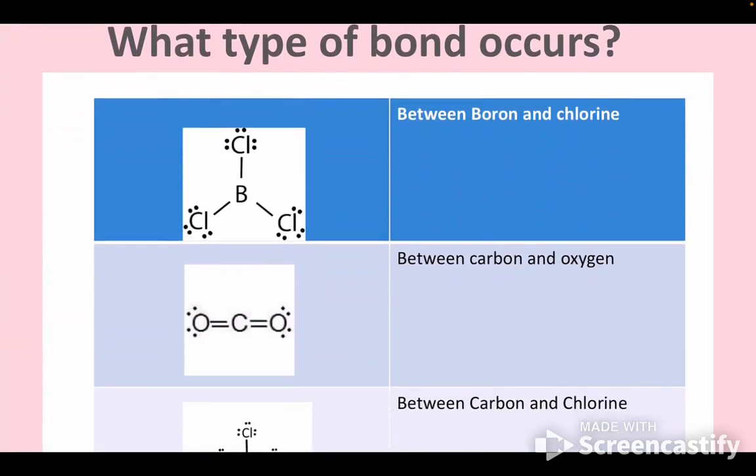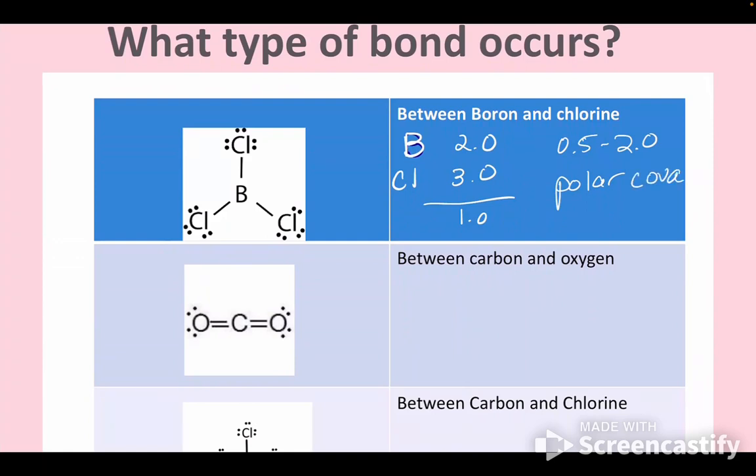So what type of bond occurs here between boron and chlorine? I'm looking at my periodic table, and I can see boron has an electronegativity of 2.0 and chlorine is 3.0. So the difference is 1.0, and that falls in that 0.5 to 2.0 range, which means this is a polar covalent bond. So any one of these bonds is polar covalent.